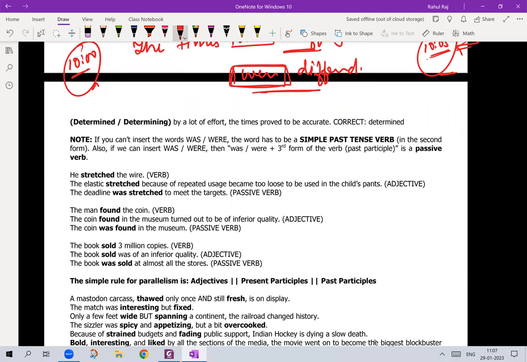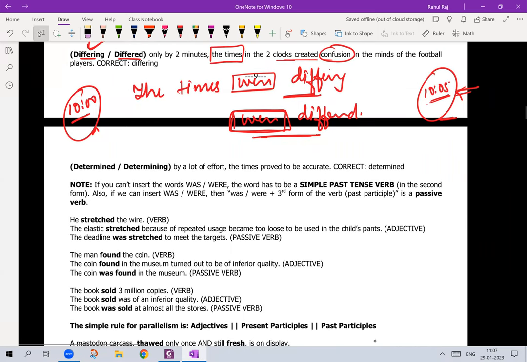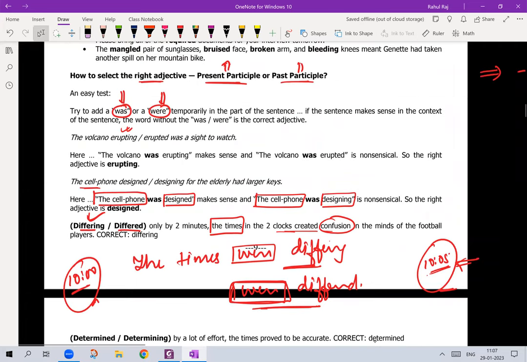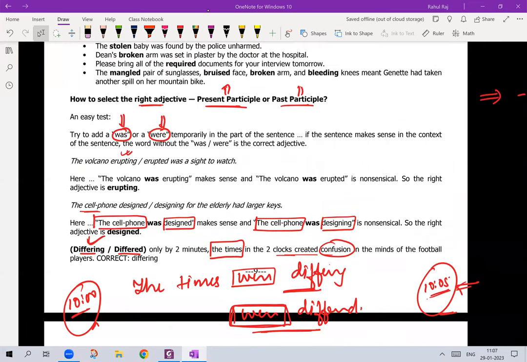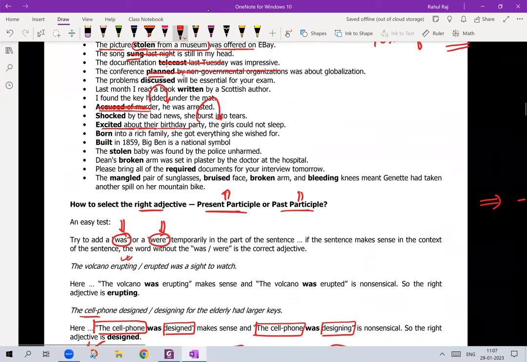Rahul, just one thing. Could you please scroll up? Just this last sentence. The mangled pair of sunglasses, bruised face. So mangled is an adjective for pair. Bruised is an adjective for face. Broken is an adjective for arm. Bleeding is an adjective for knees. There's an "and" over here, which looks for parallelism. So if you have used an adjective for the word knees, you will have to use an adjective for everything.